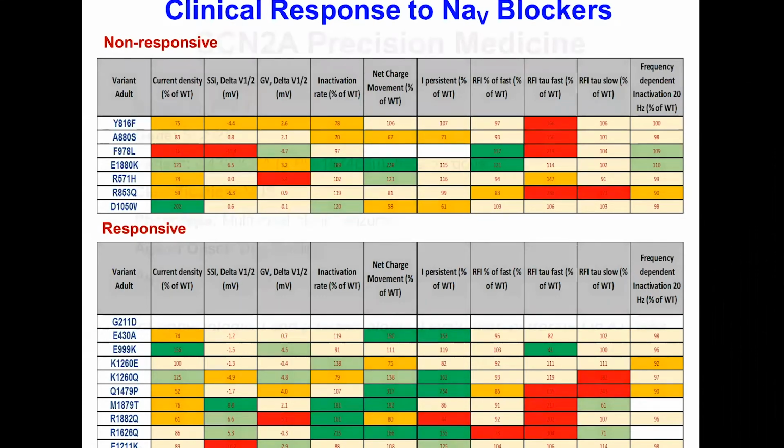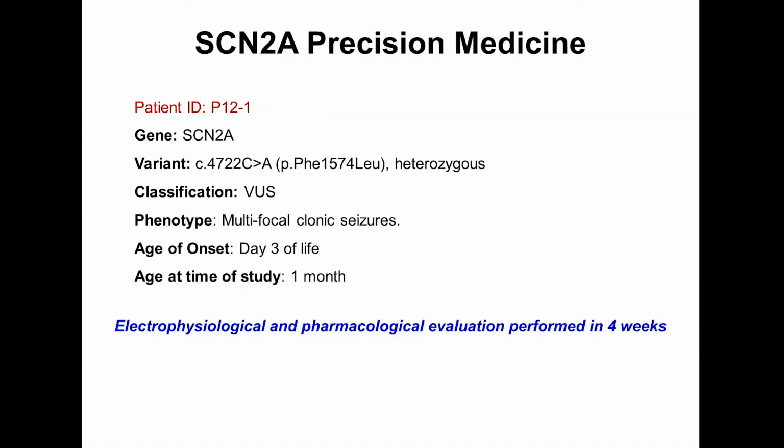So I'm going to leave you with one final set of a few slides where we have done the pharmacological assessment on a genetic variant associated with early onset epilepsy. So this is a case that was communicated to us by Linda Laux at Lurie Children's Hospital in Chicago. This was a child that had the onset of multifocal clonic seizures at day 3 of life. And then at 1 month of age, they had already identified a genetic variant in SCN2A that was classified as a variant of unknown significance. And we went to work.